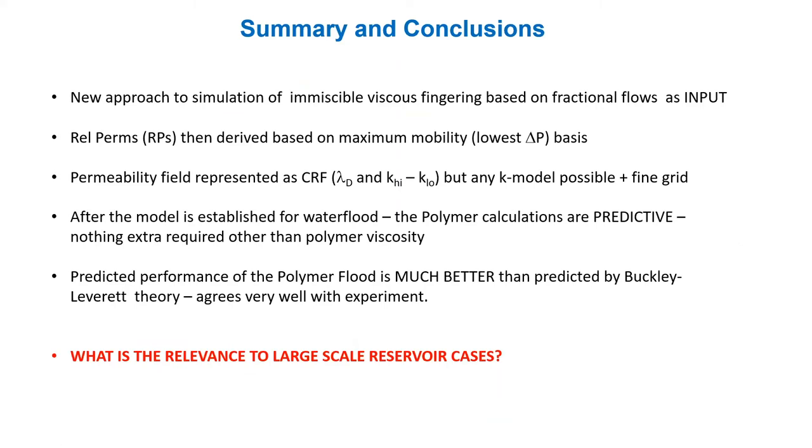whichever one you like. The permeability field I've represented as a correlated random field because it's got a structure and a heterogeneity, but any model's possible, plus a fine grid. Now, after the model's established for water flood, we've now managed to match one or two experiments by fiddling the parameters till we get it. So we can match the experiments that Skoga has produced, but I'm not showing this here.